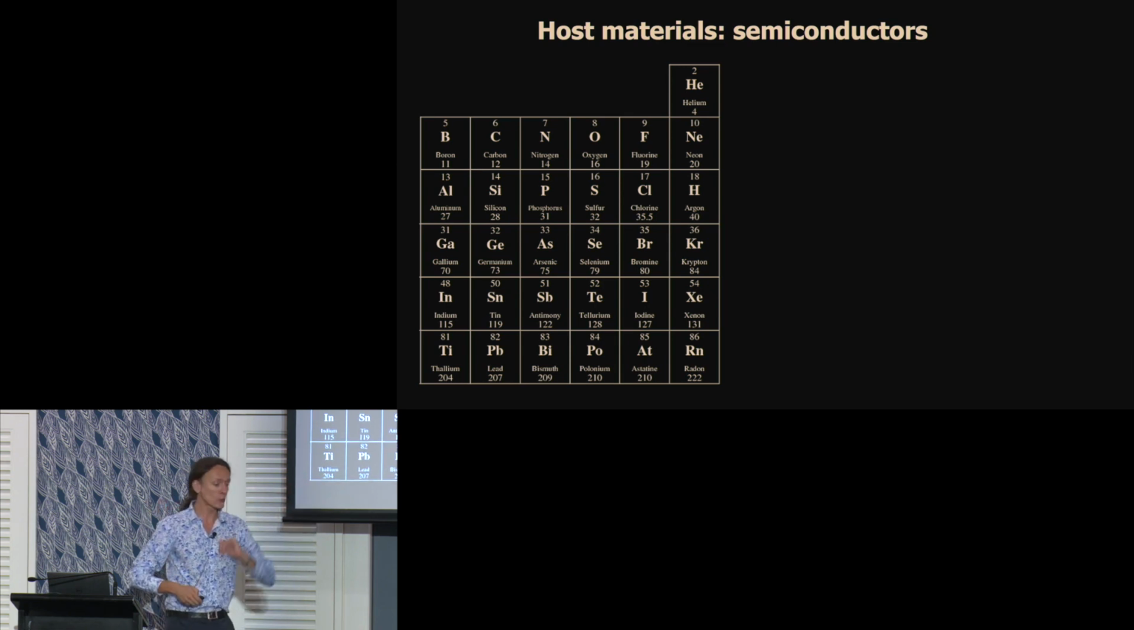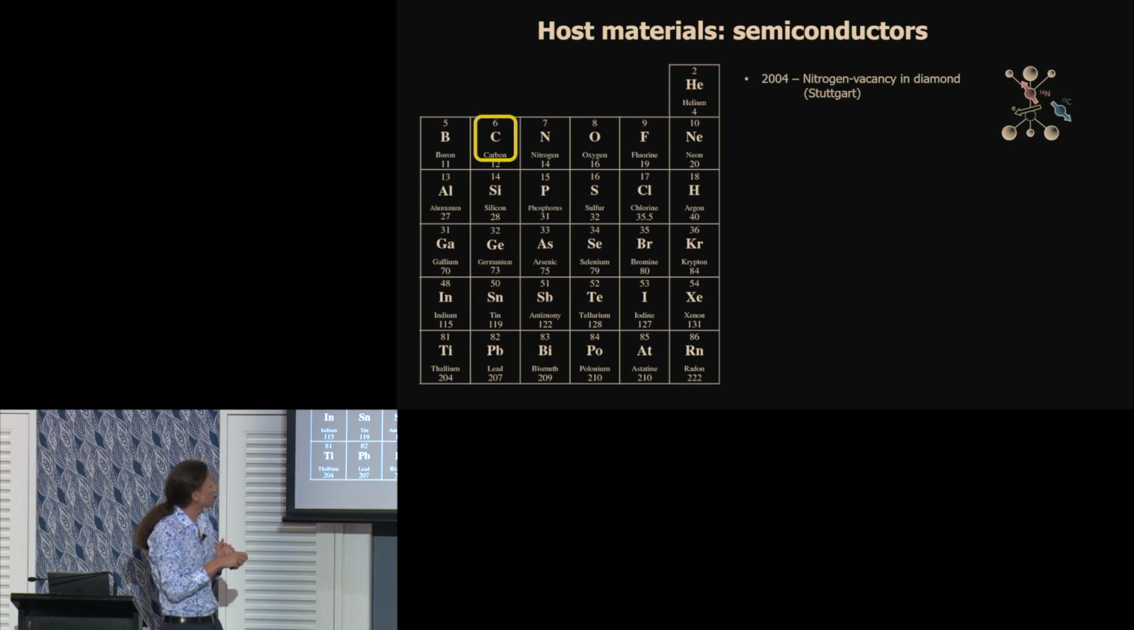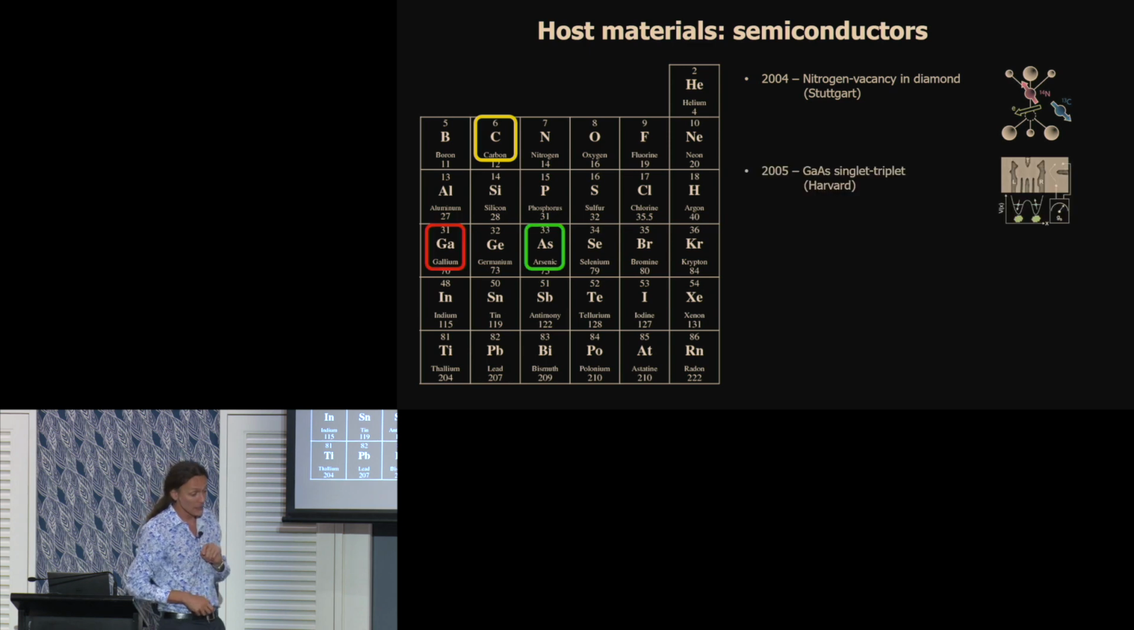So I'm going to start with a little chronology. In fact, the first, to my knowledge, single electron spin qubit demonstration was in diamond, so carbon. It was the nitrogen vacancy center in diamond in 2004. This was shortly followed by a two-electron system, which created a single qubit, a single triplet qubit, in gallium arsenide. This was done at Harvard.